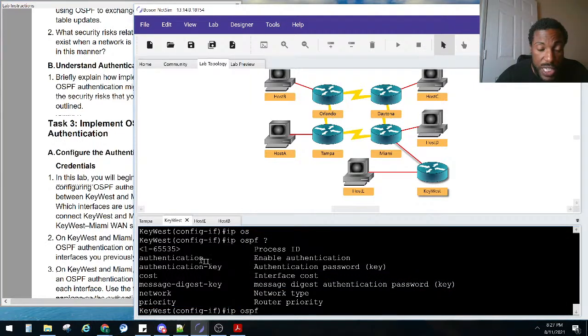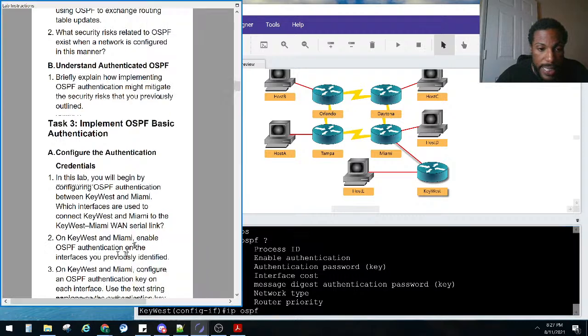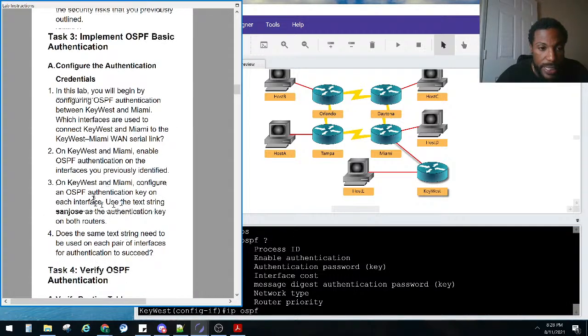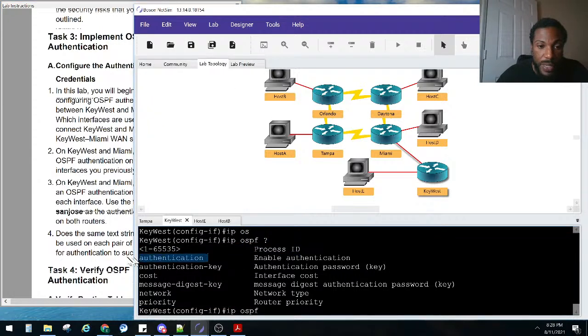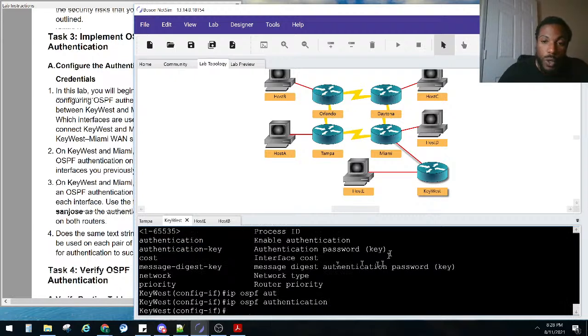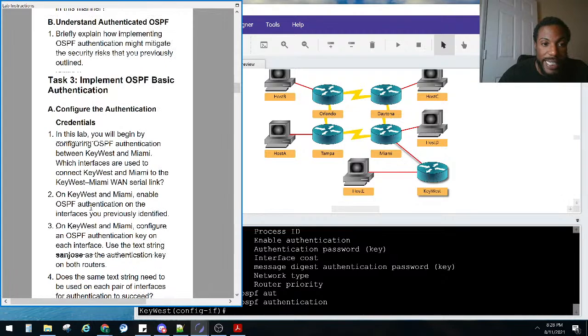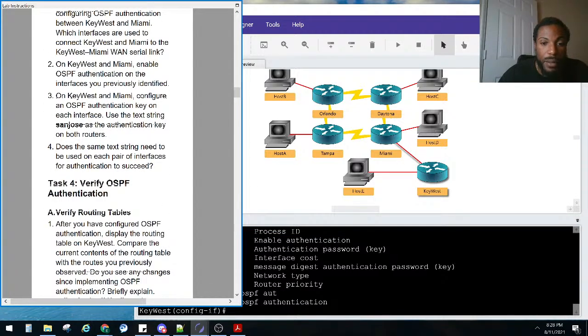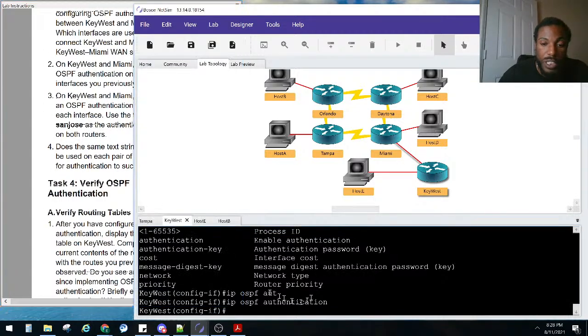So enable authentication. I think we got to do. Did they give us a key or anything like that? Nope, they didn't. Yes, they did. There they go, right there. So I said enable authentication. So we enable authentication with just this right there, IP OSPF, and then authentication. Bloop. We do that. That should theoretically tear it down. But they said to do it on both Key West and Miami, right? So watch what happens when we just put it on Key West. We didn't set it up on Miami yet.